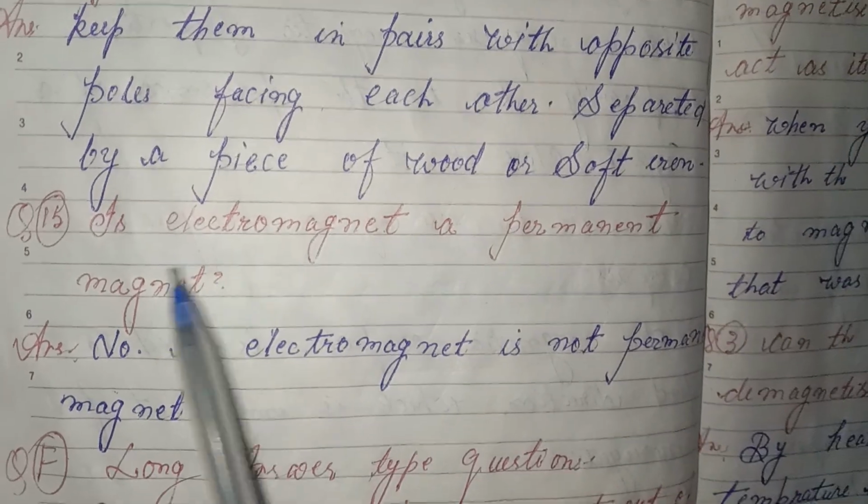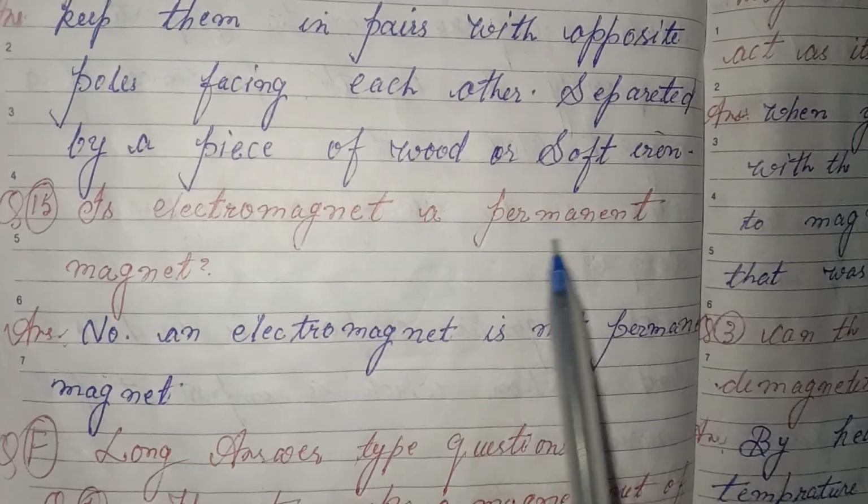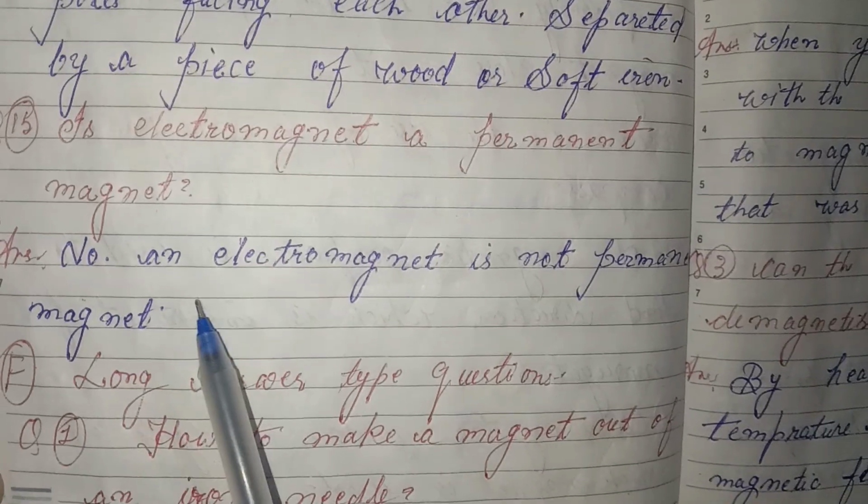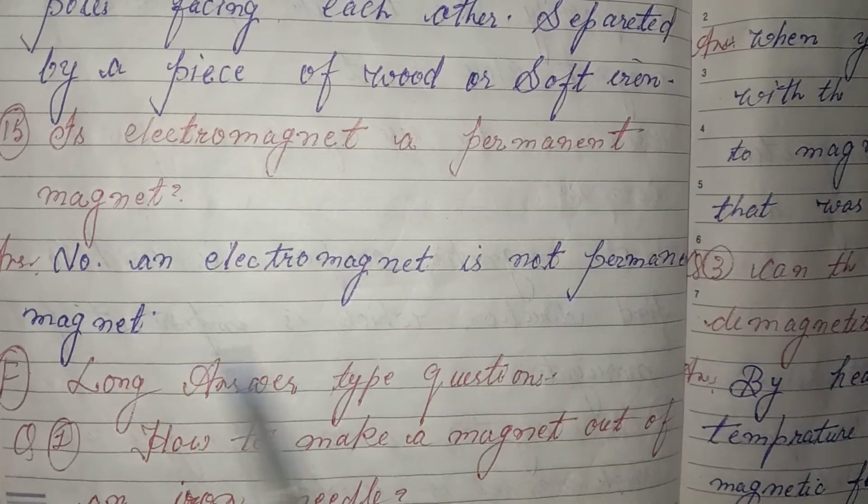15. Is an electromagnet a permanent magnet? No. An electromagnet is not a permanent magnet.